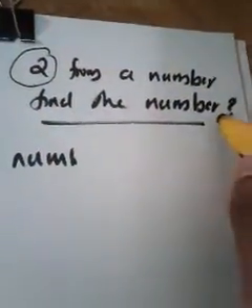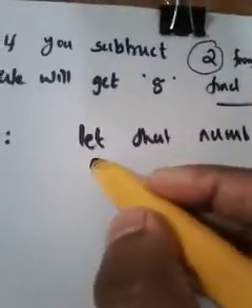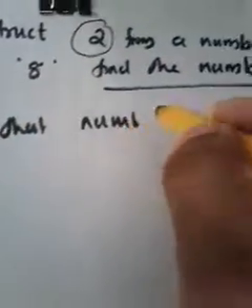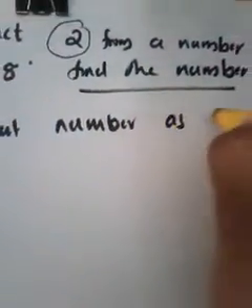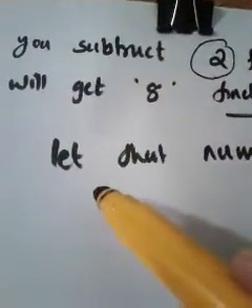Read the question, find the number. So that number is known as the unknown. Here, let that number, that unknown, be x. Any problem? This is a method. This is a mathematical method. First of all, you are supposed to write a step.